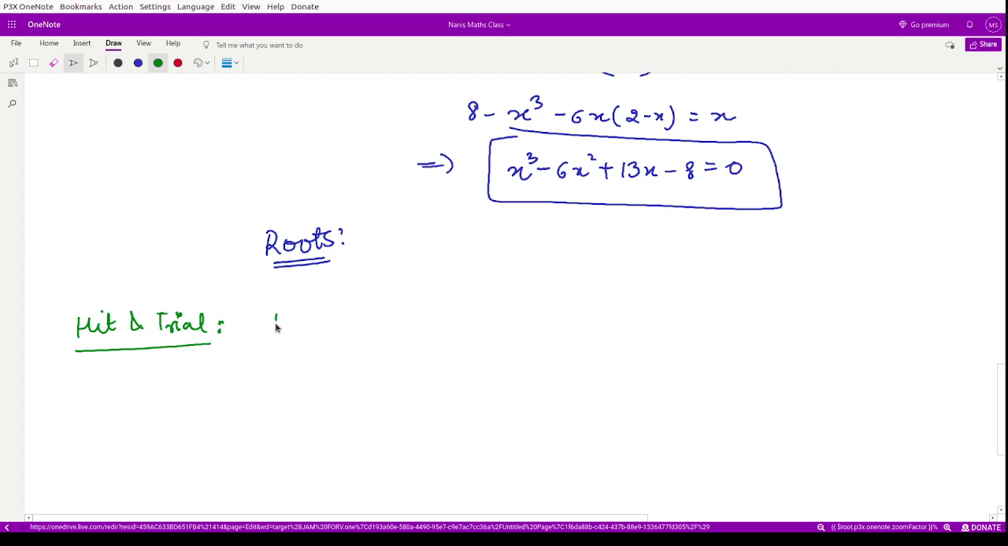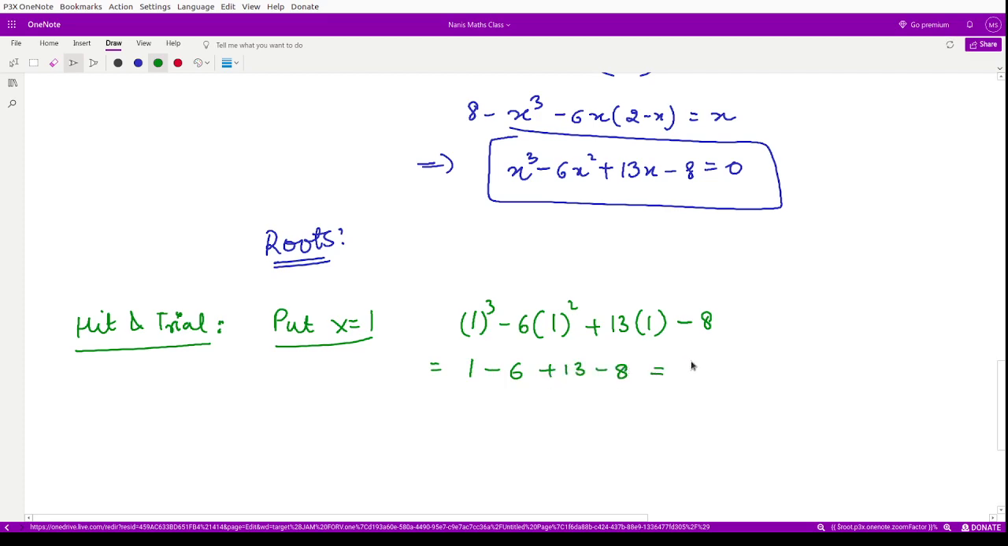So if I substitute x is equal to 1 here, let's try out what is it. So it would be 1 cube minus 6 into 1 square plus 13 into 1 minus 8. So it would be 1 minus 6 plus 13 minus 8. So this is nothing but equal to 0. So that means x is equal to 1 is a root of equation number 1.